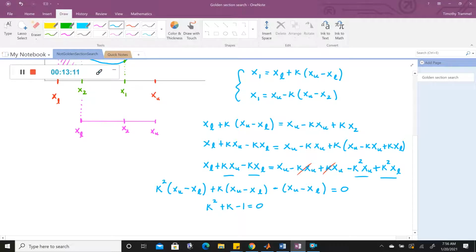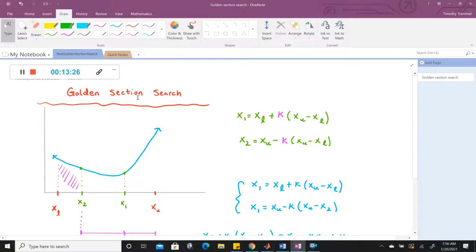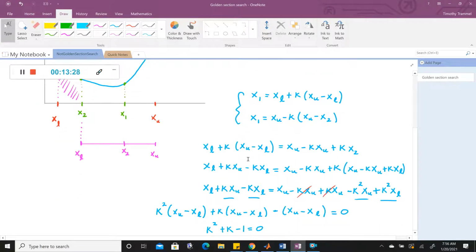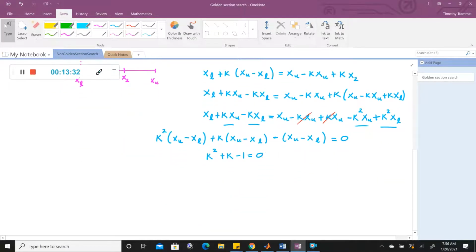All right, and so this means that we're getting close to understanding why this is called golden section search. Okay. I realize that my OneNote name up here still says not golden section search, but we are looking at golden section search. Okay. All right, let's see if we can go a little further down.